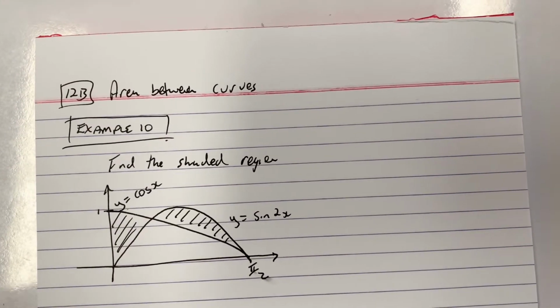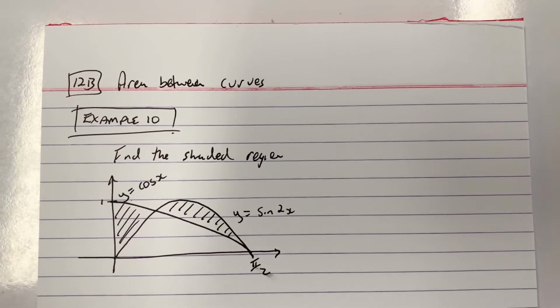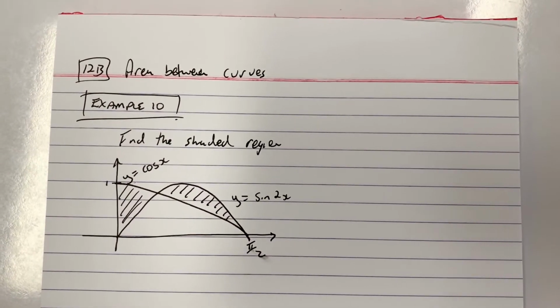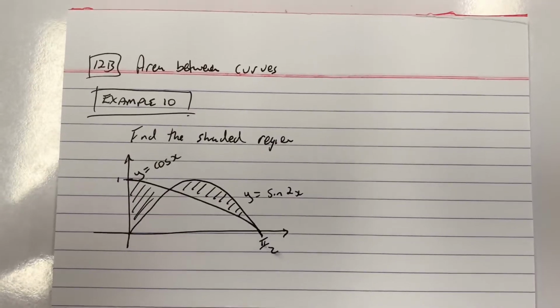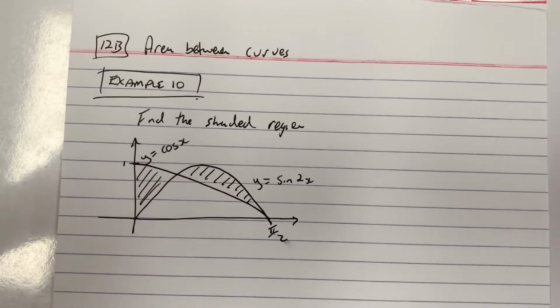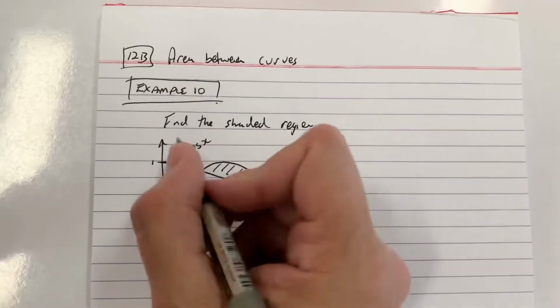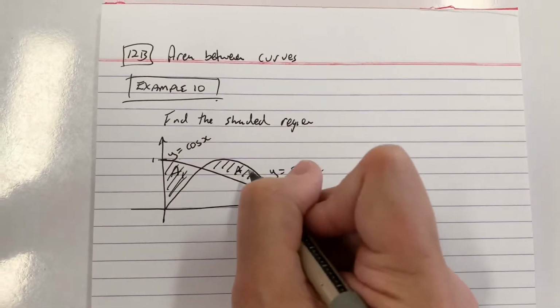Okay, 12b, area between curves, example 10. This one's a little bit tricky because it's doing the trig curves. We'll find the area of the shaded region. Again, with something like this, split it up, area 1, area 2.